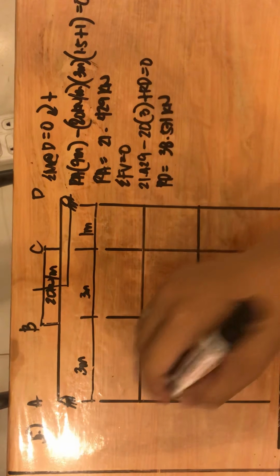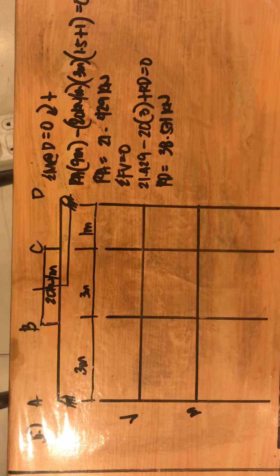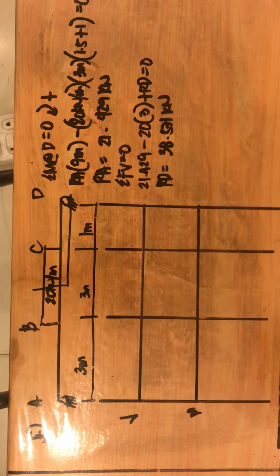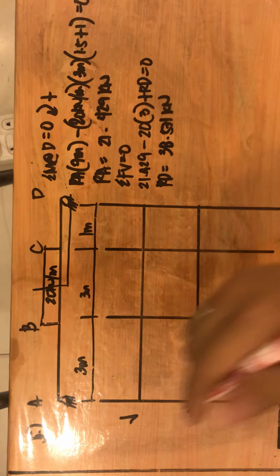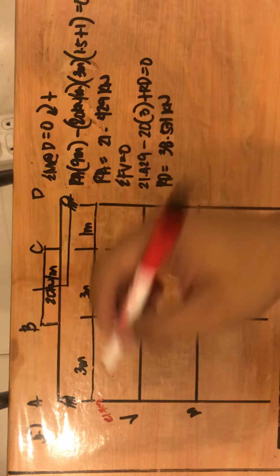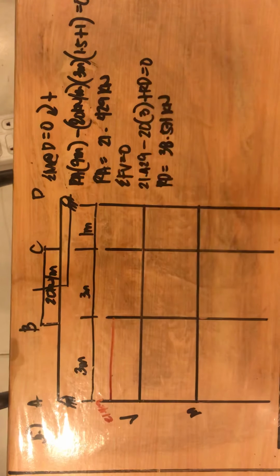So, draw na natin shear and moment diagram. So, for shear, meron tayong support reaction equivalent to 21.429 kilonewton. So, lalagay na tayo ng upward shear which is 21.429 kilonewton. Then next, since walang load from point A up to B, so straight line lang yan.